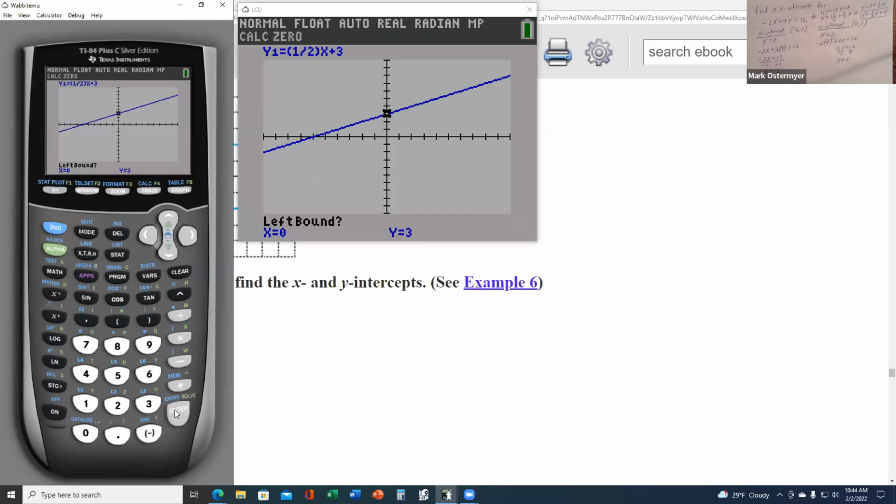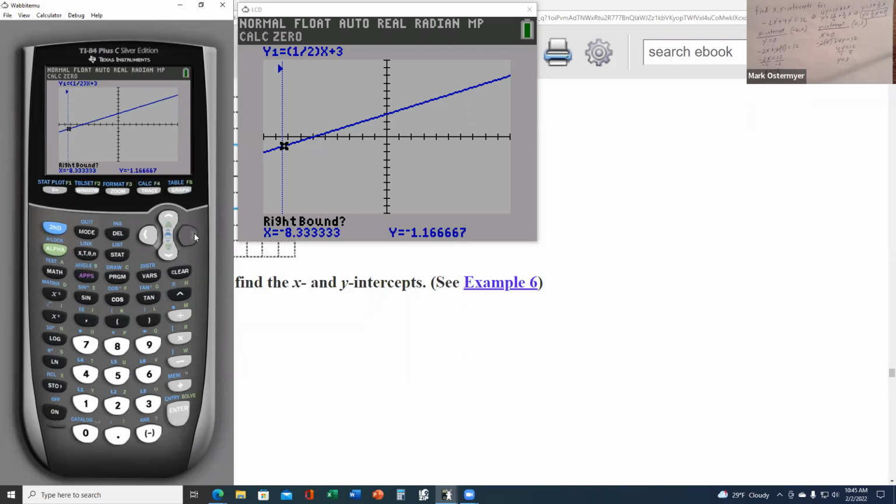Hit enter. And to find our x-intercept here, your calculator wants what's called a left bound. So navigate this blinking cursor on your graph so that it's a little below the x-axis, so that it projects up to the x-axis at a point that's to the left of the x-intercept we're trying to find. This is called a left bound. The x-intercept's right here. Hit enter. Now your calculator wants us to establish a right bound.